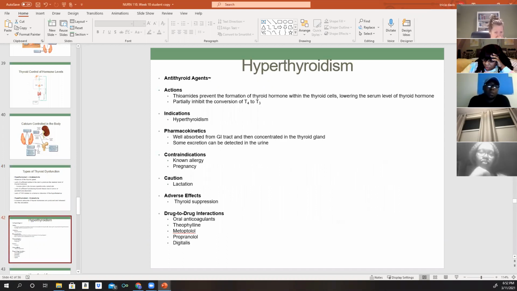Okay, so for hyperthyroidism, we give certain medications to treat hyperthyroidism. So this could be your thioamides. These prevent the formation of thyroid hormone within the thyroid cells. This causes a lowering of the serum level of thyroid hormone, and it partially inhibits the conversion of T4 to T3. Again, we would indicate this medication for hyperthyroidism. It is well absorbed from the GI tract, and then it is concentrated in the thyroid gland.